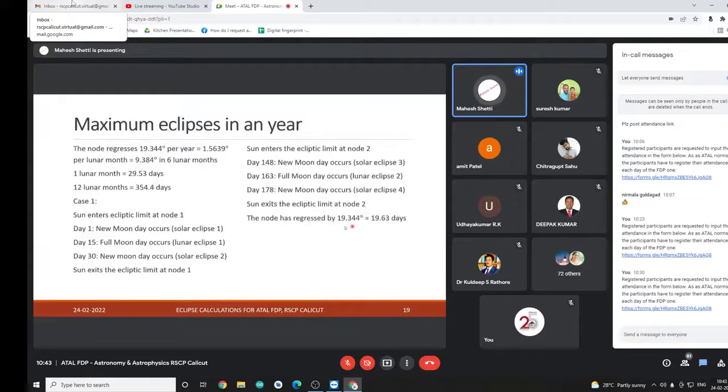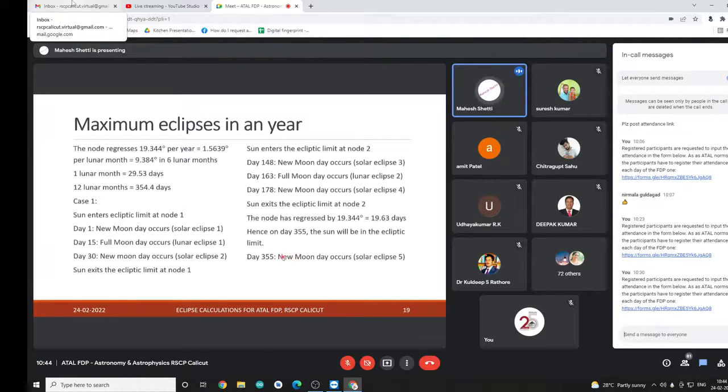Node has regressed by 19.3 days or 19.63 days, and therefore on the day 355, after 12 months exactly, 12 lunar months. This was on day 1 plus 354 days. So on day 355, the Sun will be in the ecliptic limit again. And on the day 355, the new moon day will occur, and that is going to be the 5th solar eclipse in the year. So on the very first day, suppose new moon day occurs, okay, it is possible to have 7 eclipses in a year.